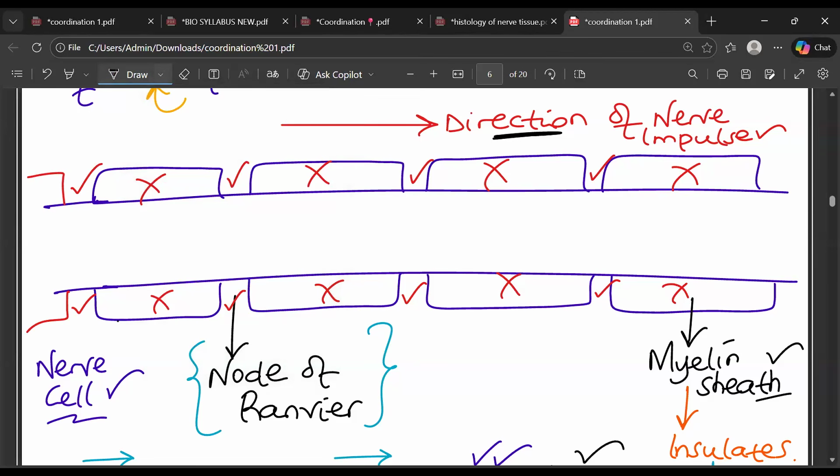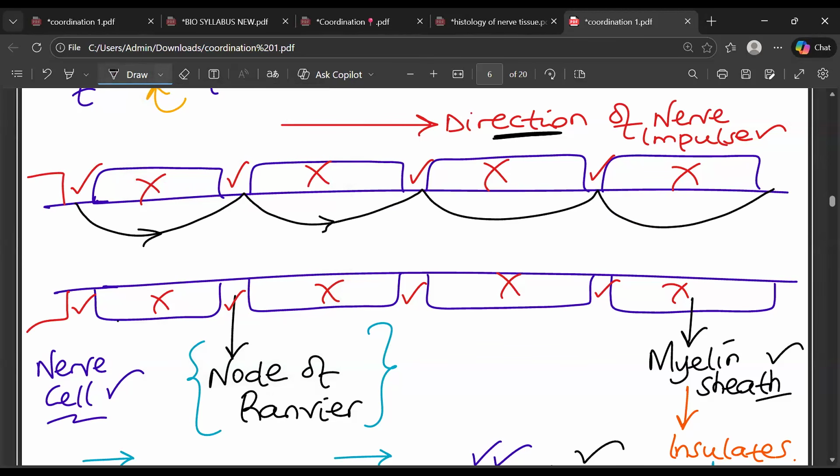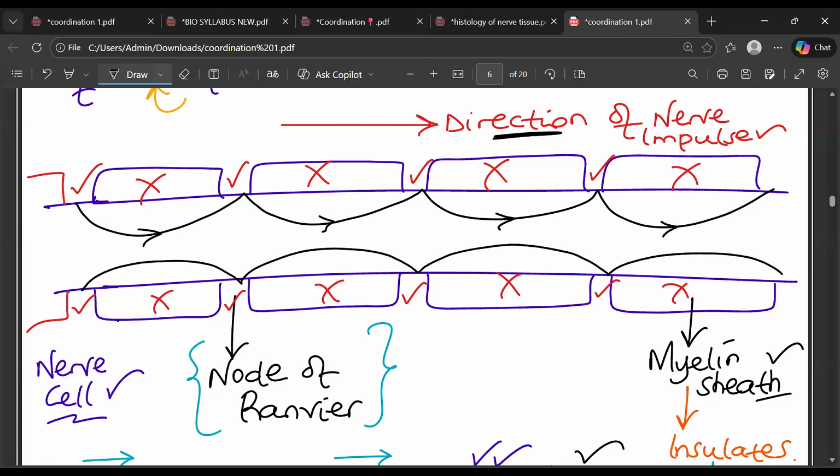So it will be jumping. It will jump from here to here. Then again, it will jump from here to here, then from here to here, then it jumps there. That's how the impulse will be moving. It will be jumping like that, from node to node.